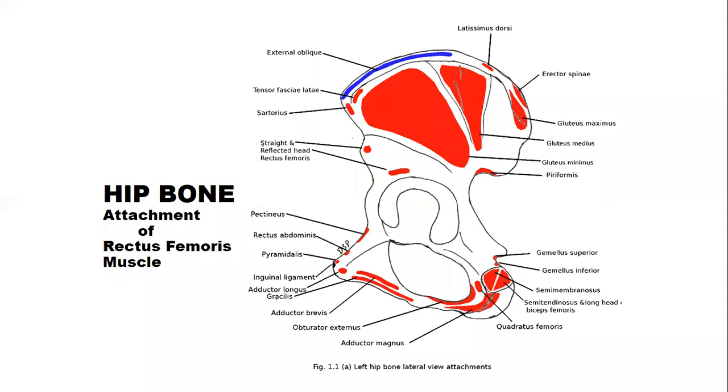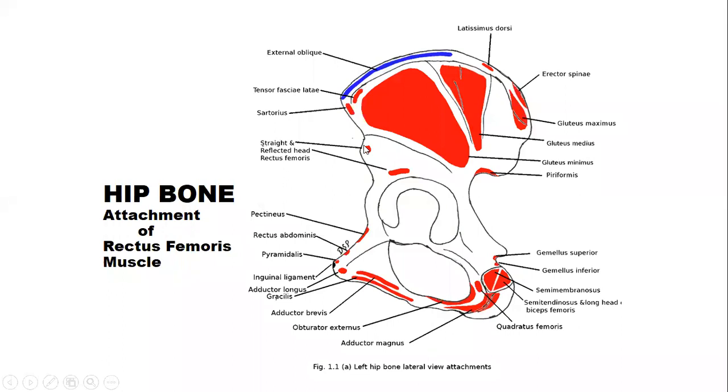As the origin of the rectus femoris is considered, it originates from the hip bone by means of two heads. One head is called the straight head and the other head is called the reflected head. When you are watching the attachment of the sartorius muscle, go just below it and you'll find another bony mark, called the anterior inferior iliac spine. This gives attachment to the straight head of the rectus femoris muscle. And just below it, but above the margin of the acetabulum, the ilium also gives origin to the second head, called the reflected head of the rectus femoris muscle. So this muscle is attached on the hip bone.